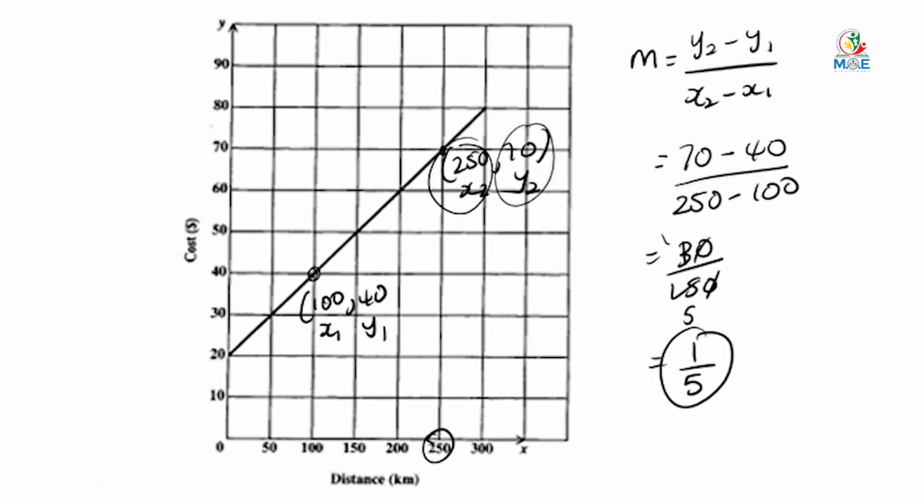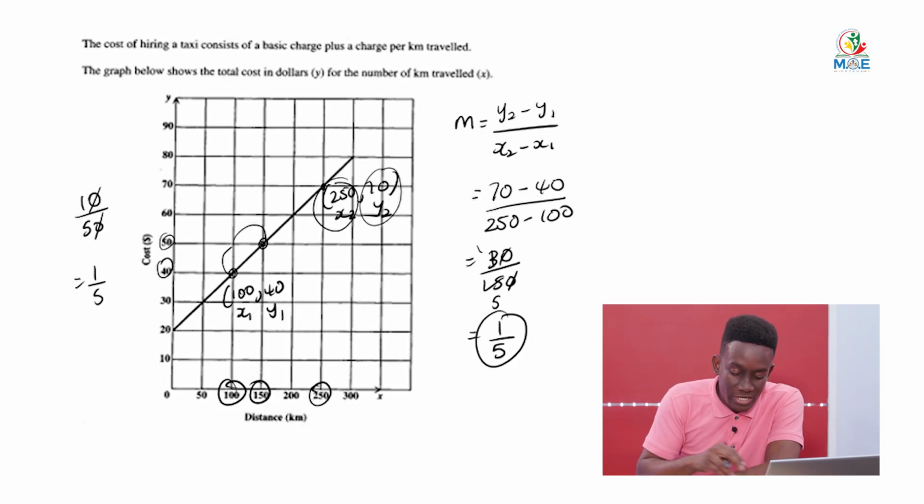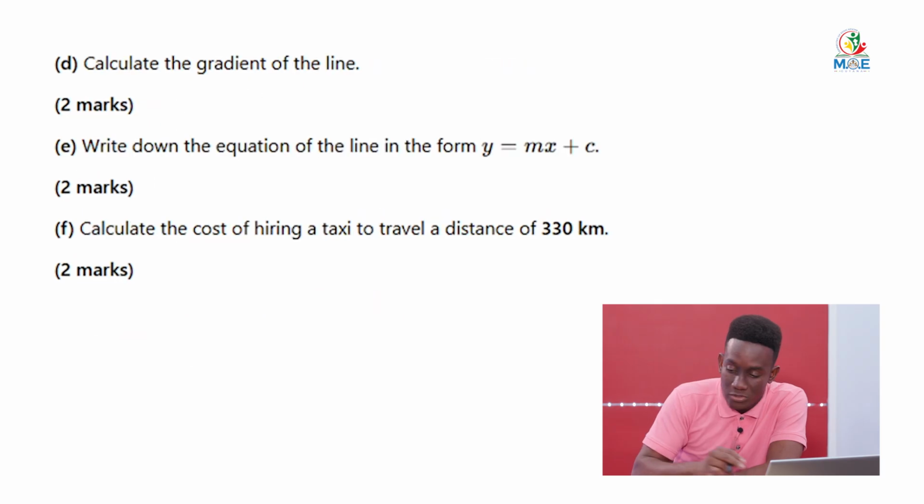Let's look at another way in which we could have found the gradient. It's rise over run, so let's choose another point closer. We rise up one step, which has a value of 10, so it's 10 over, and we jump across one step, which has a value of 50. So it's 10 over 50, which is the same as 1 over 5. So to answer the question, the gradient is 1 over 5.